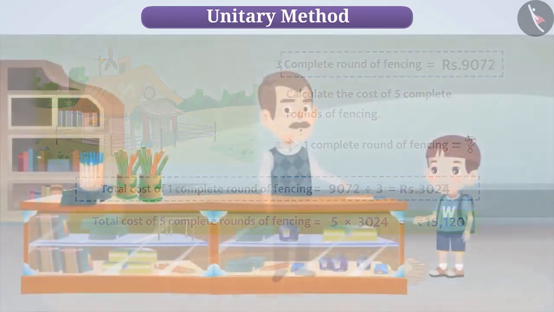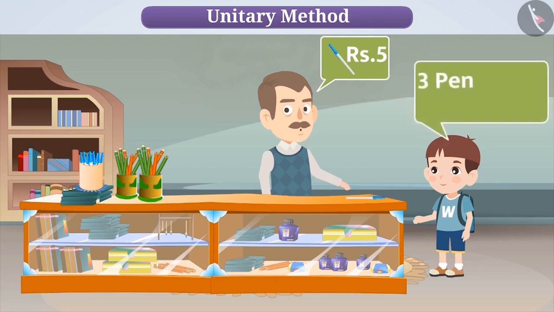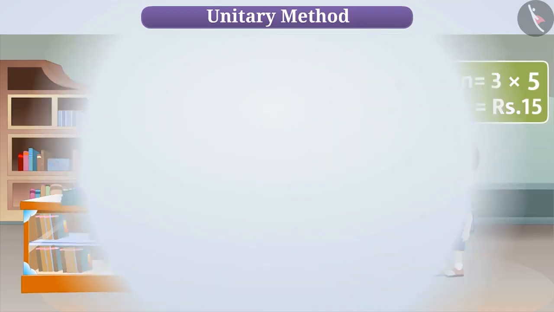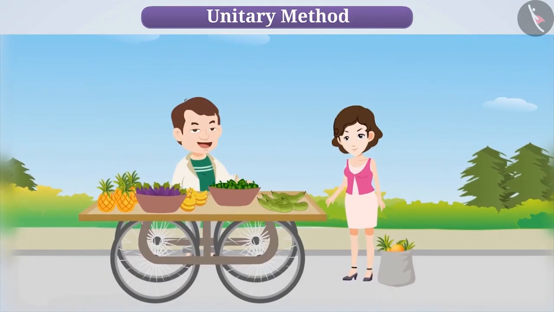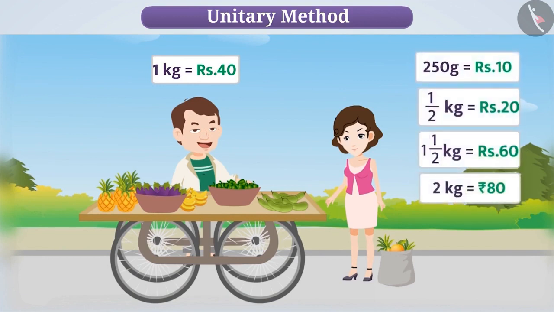When you go to a shop, the shopkeeper tells you the cost of an object. On the basis of this, depending on how many objects you want to buy, you can find out the cost of the total number of objects. Here, you are using the unitary method. When you go to buy vegetables, the shopkeeper tells you the cost of 1 kg of vegetables. On the basis of this, you find the cost of 250 grams, half a kg, 1.5 kgs, and 2 kgs or as much as you want. Here also, you use the unitary method.